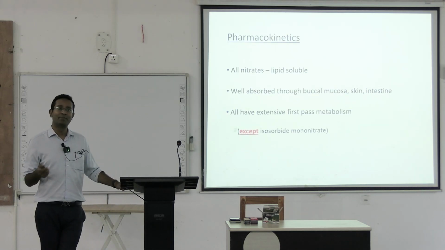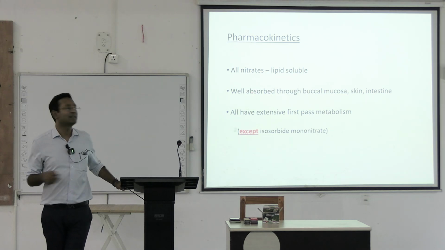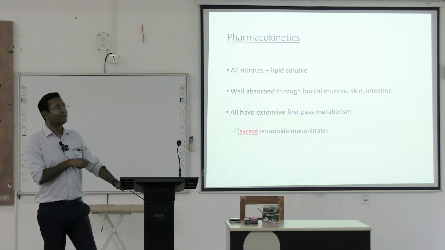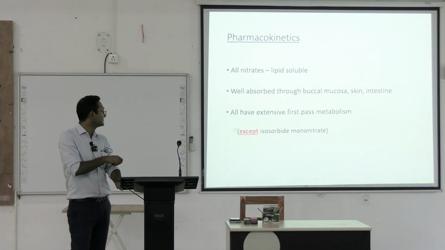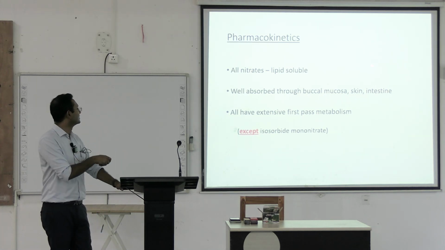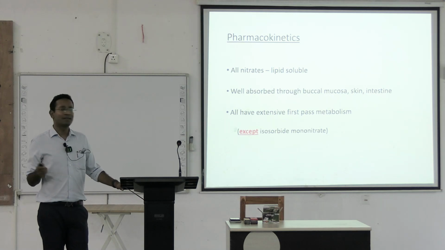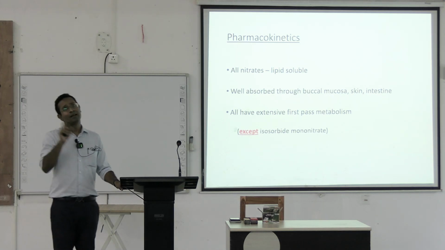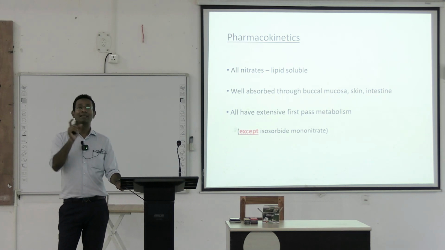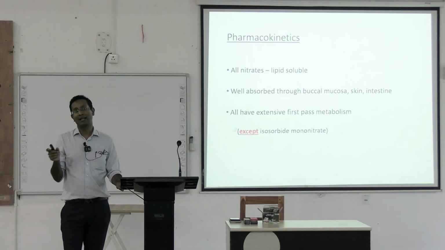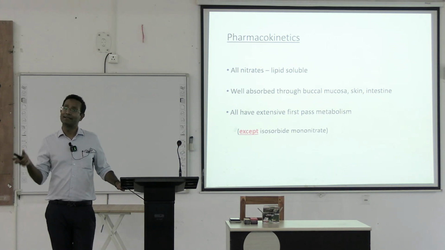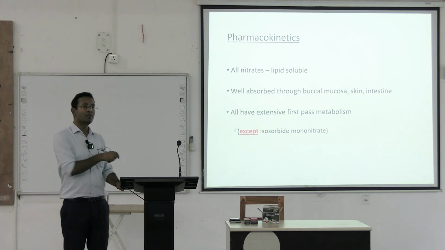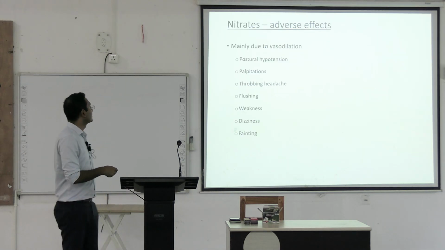Pharmacokinetics: all nitrates are lipid soluble, so well absorbed through buccal mucosa, skin, and intestine. That's why it's mostly given sublingually, also available as transdermal patches and can be taken orally. All have extensive first-pass metabolism except isosorbide mononitrate. Isosorbide dinitrate and isosorbide mononitrate are related drugs. Mononitrate is the active metabolite, so it does not undergo any first-pass metabolism.